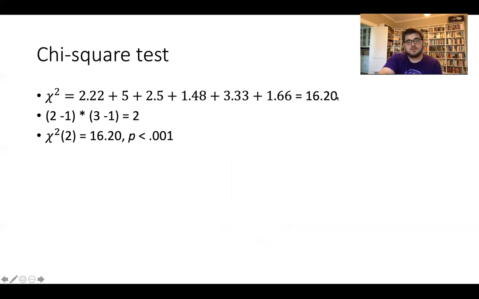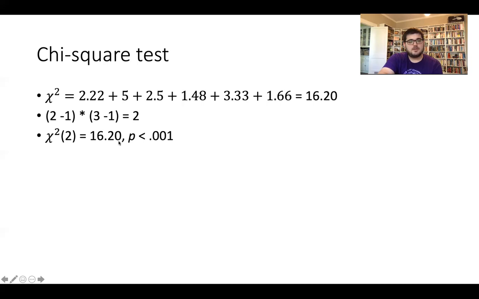That's what we're going to put on a distribution and calculate what's the area under the curve. What's the probability of seeing a discrepancy this big or bigger when you assume the null hypothesis? It's analogous to your t-value, your F value. It's a test statistic, just like those. The chi-square distribution has a parameter called degrees of freedom, and it is equal to the number of rows minus 1 times the number of columns minus 1. In our case, that's 2 minus 1 times 3 minus 1, which equals 2. So chi-square with 2 degrees of freedom equals 16.2.